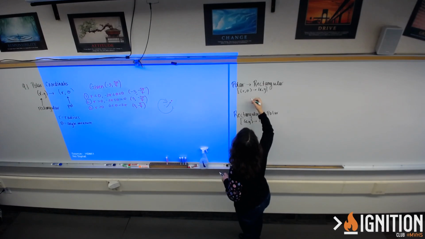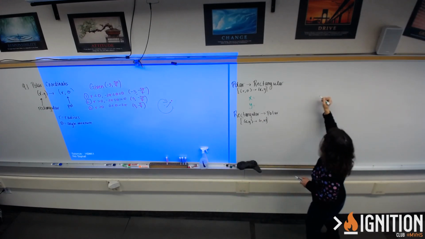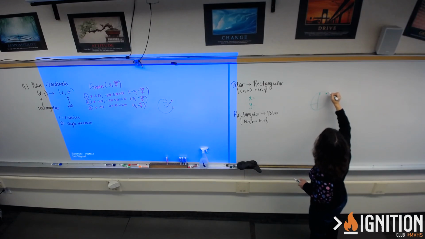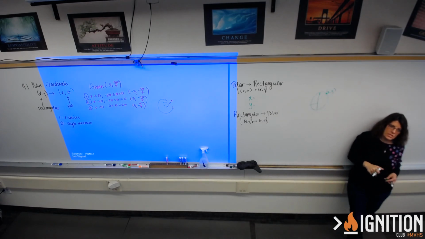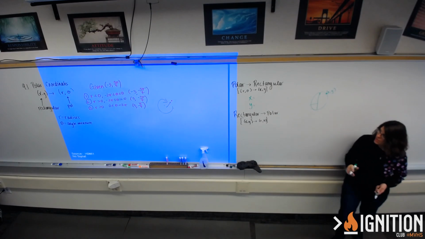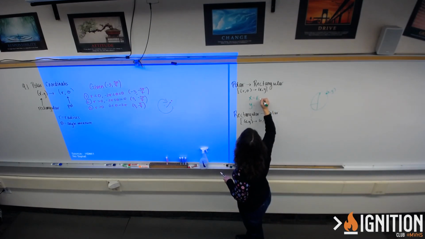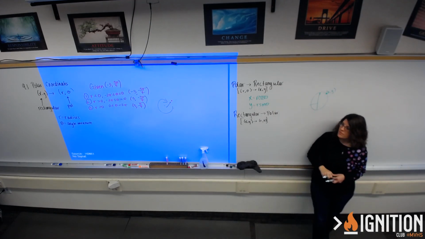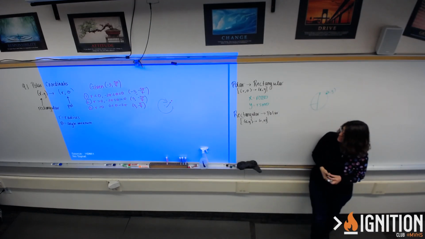Think about your unit circle, and you have some point x, y. In terms of sine, cosine, tangent, what does x represent? Cosine. And what does y represent? Sine. So x is going to be r, because you have a radius now, times the cosine of theta, and y is r times the sine of theta. So x is cosine, y is sine.